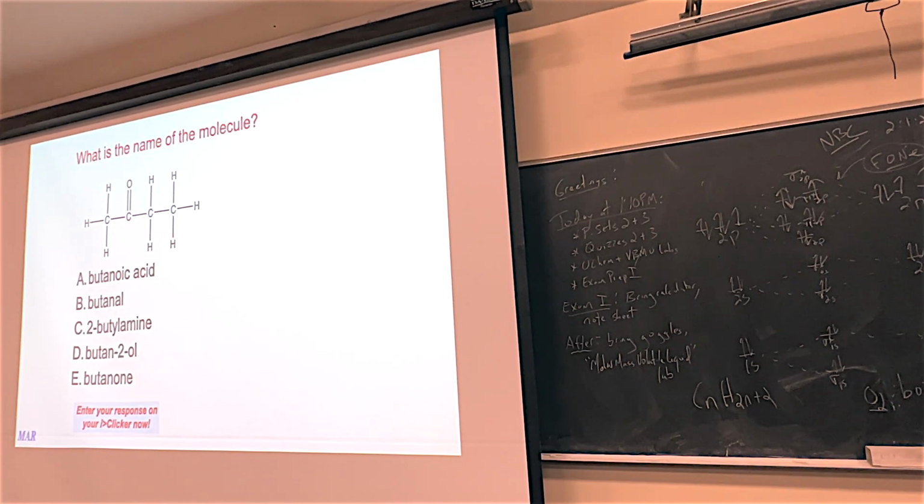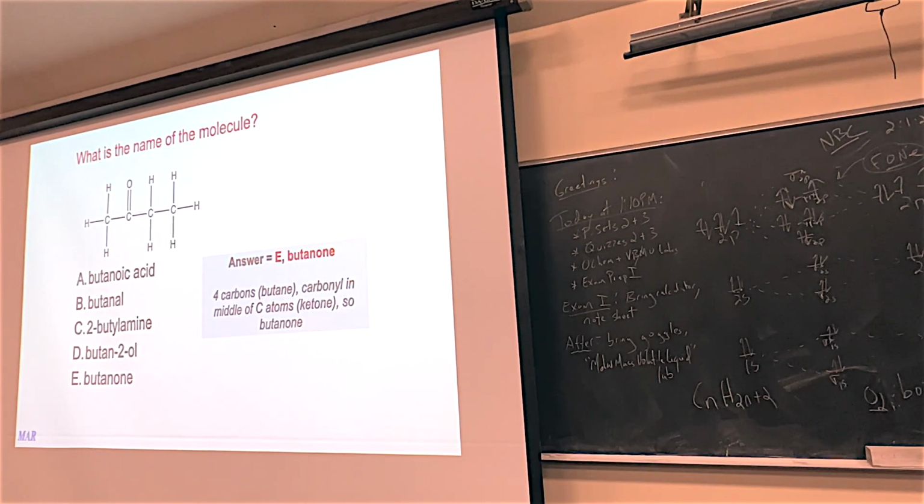But if the carbonyl has carbons on both sides of that carbonyl, like this one does, then it's a ketone. And so it'll have an ONE ending like that. So 1, 2, 3, 4 carbons where the C double bond O is in the middle. Butanal would have a C double bond O right there, and this would be just CH2. Butanoic acid would have a C double bond O on the end with an OH next to the C double bond O. But this is a ketone, C double bond O is in the middle.